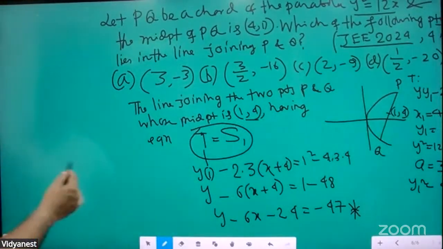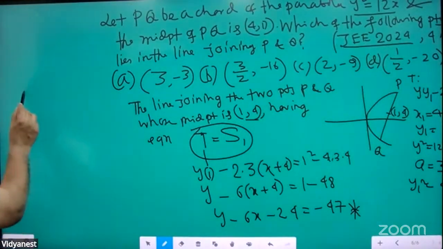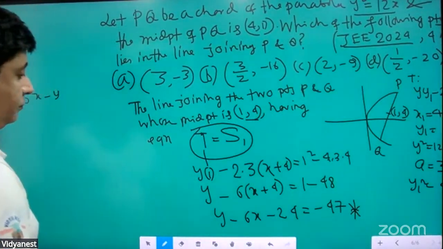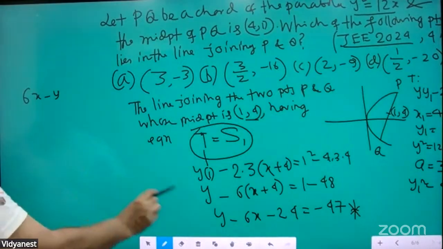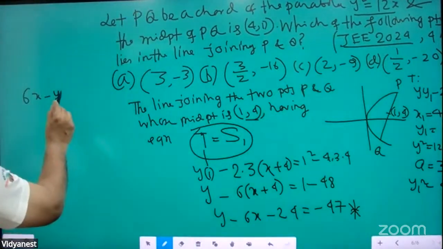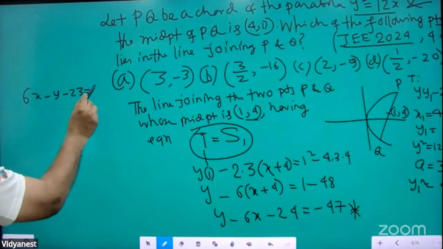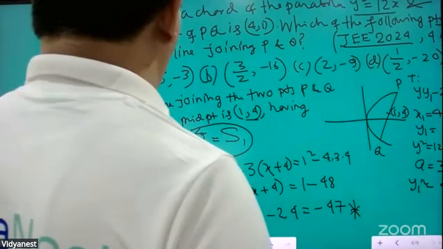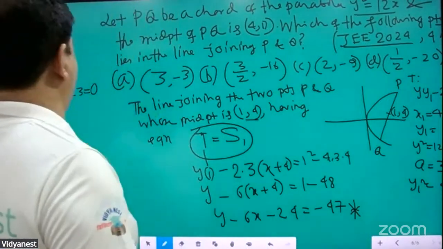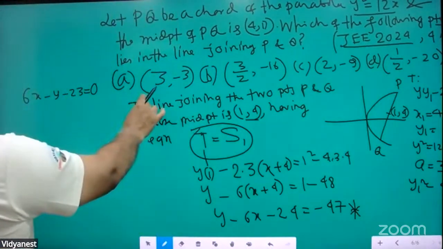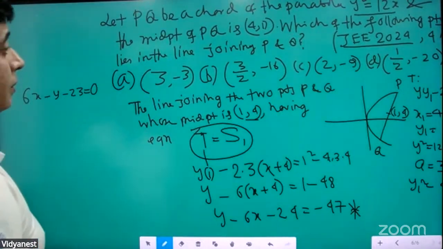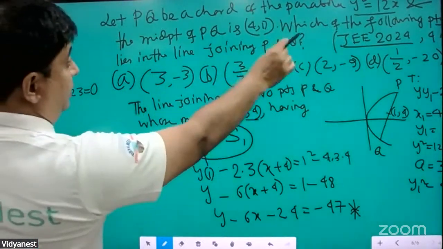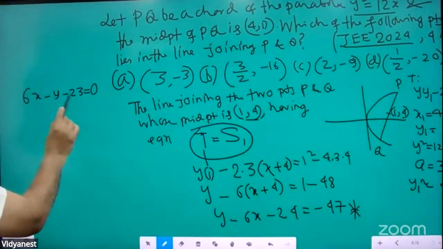See, bring x to the right hand side. 6x minus y minus 24 minus 23 is equal to 0. That is the locus. Now I have to check which point will satisfy it. You plot 3 and minus 3. You have to examine which of the following lies on this. That is PQ.